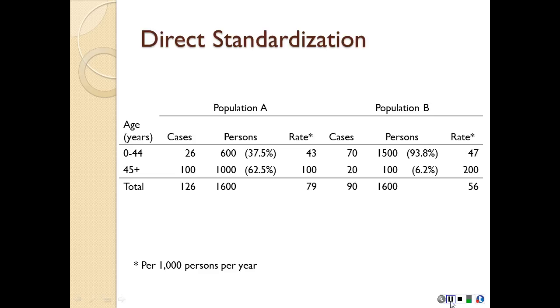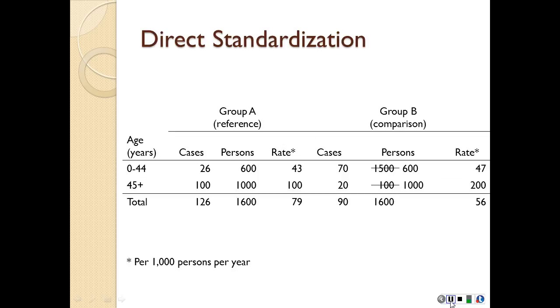So when we look at this, in population A, 37.5% are under 44. In population B, 93.8% are under 44. So we talked about this: population B is a lot younger than population A. We want to know what the case rates look like if group B had the same age distribution as population A. So we're going to do that. How do we do that? We don't skip pages, is how we do that. The first thing we do is we make population B have the same age distribution as population A.